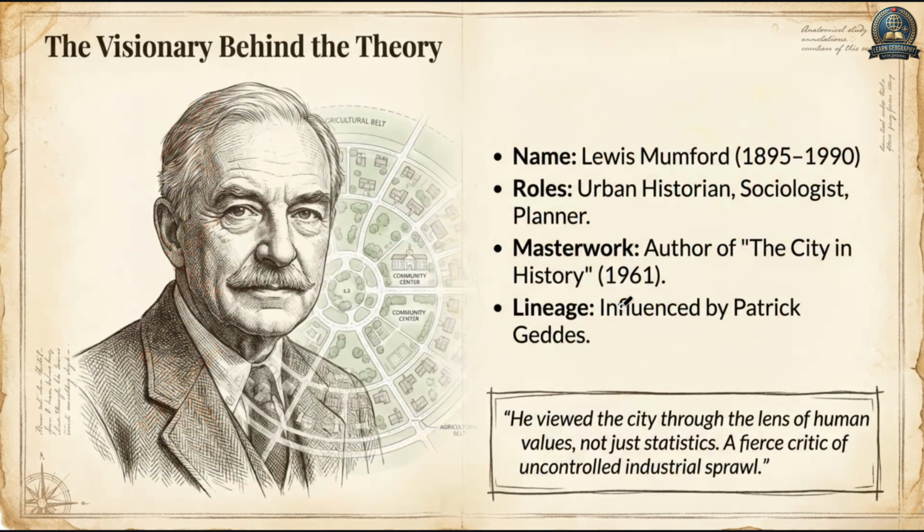Now, this is the person, Lewis Mumford, 1895-1990. His roles: urban historian, sociologist, and planner. Masterwork: author of The City in History in 1961. Lineage: influenced by Patrick Geddes. He viewed the city through the lens of human values, not just statistics, and was a fierce critic of uncontrolled industrial sprawl.